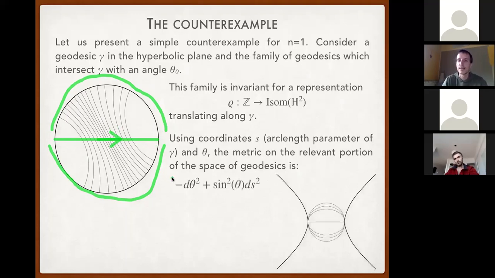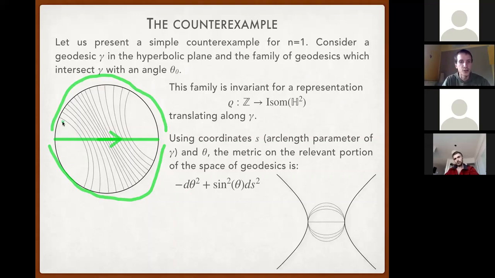And the metric on the space of geodesics is just this pseudo-Riemannian metric, which I'm sure at least half of the audience will be familiar with and will recognize as the anti-de Sitter metric in dimension 1 plus 1. If the other half of the audience is not familiar with anti-de Sitter geometry, you can forget about it. This is just a Lorentzian manifold.